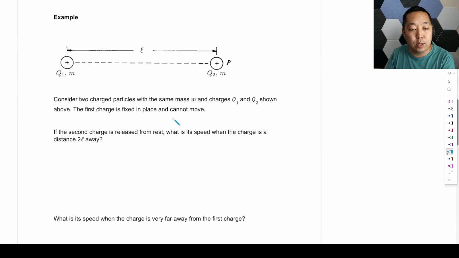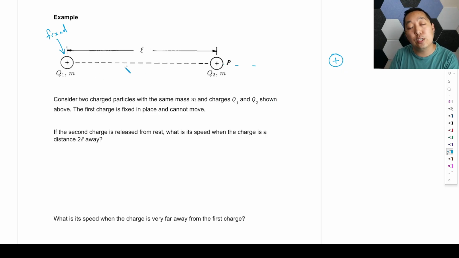We have two charged particles of the same mass and charges Q1, Q2 as shown above. The first charge is fixed in place and cannot move. So this guy's fixed. The second charge is released from rest. What is its speed when the charge is a distance 2L away? Generally speaking, what's happening is this thing's going to be pushed away from this guy and end up over here.